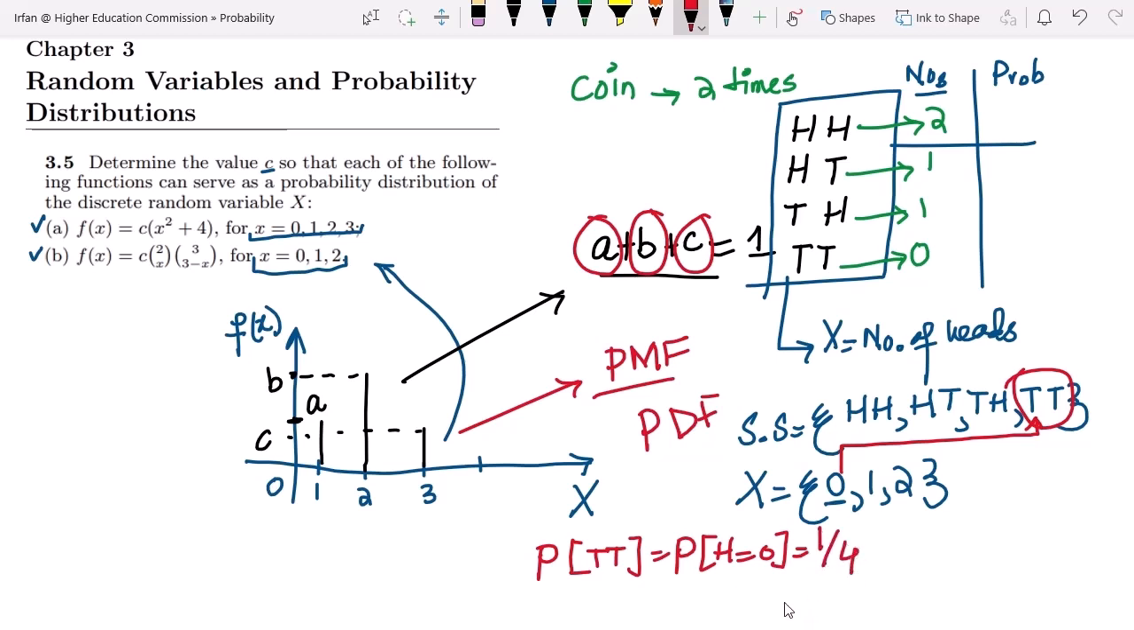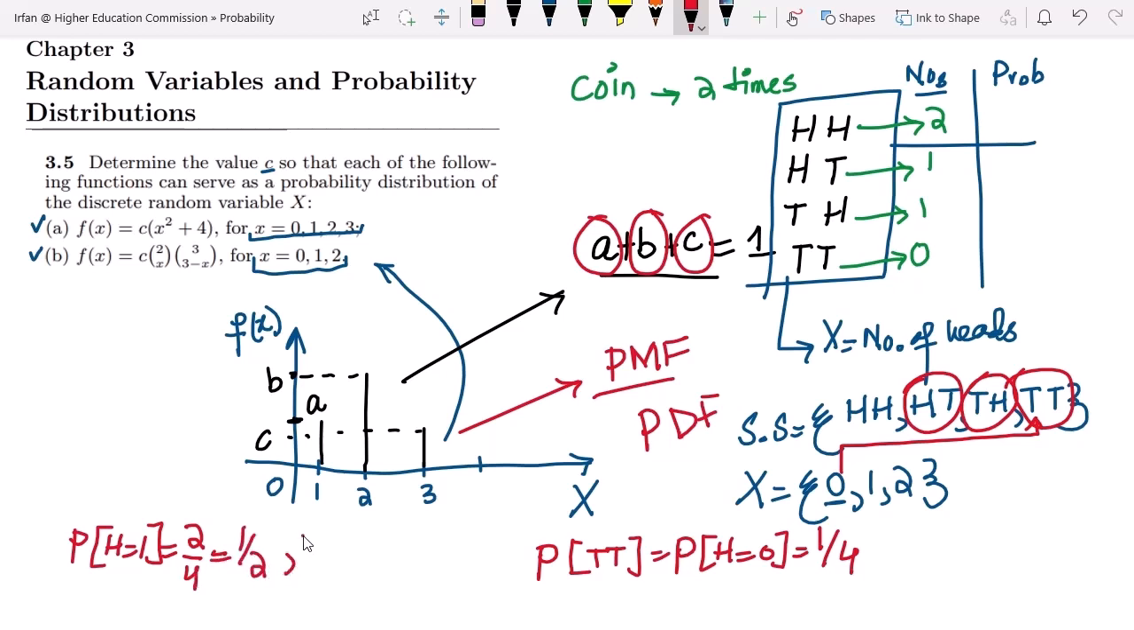Okay, similarly, let me write here the probability of the heads equal to 1. How many items do we have here which satisfy the condition mentioned here? We have here 2, so this one and this one, and we can very clearly see that the total number of elements in the sample space is 4. So writing 2 divided by 4, I will have here 1 by 2.